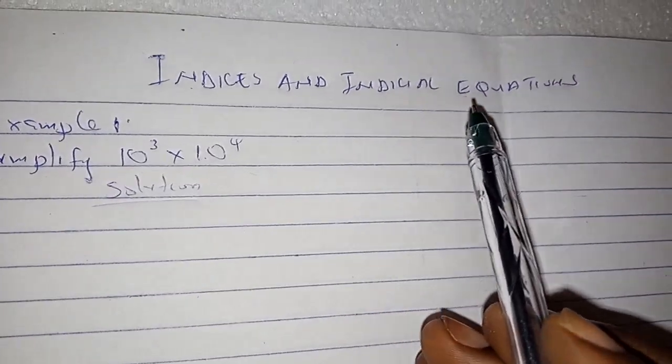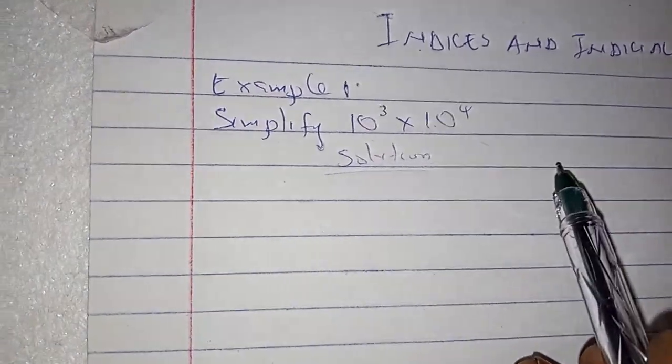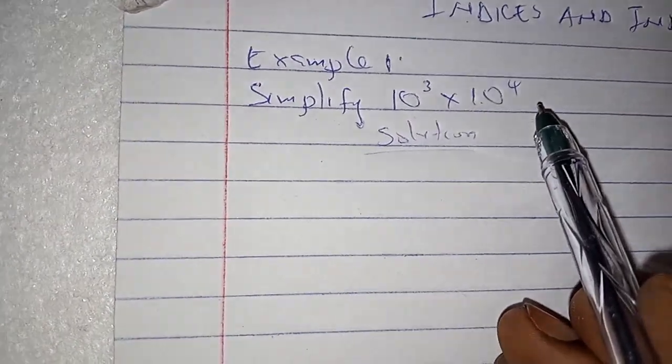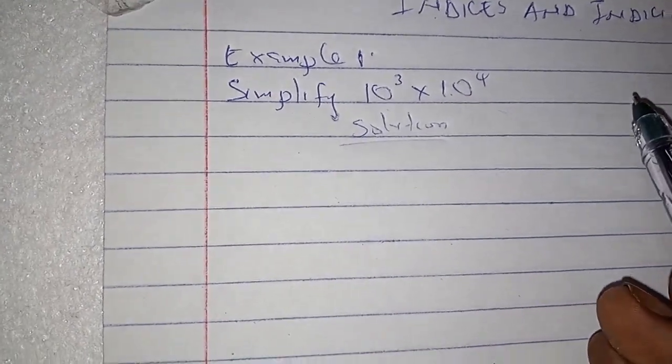Indices and indicial equations. Example 1. Simplify 10 raised to the power of 3 times 10 raised to the power of 4.